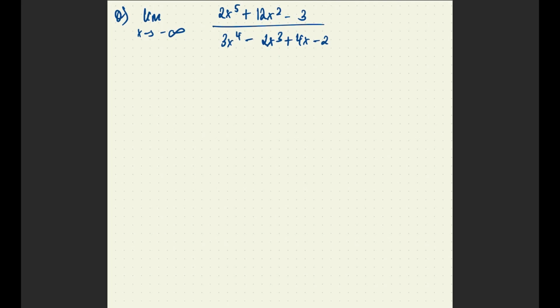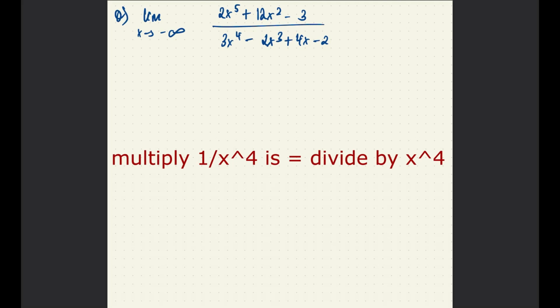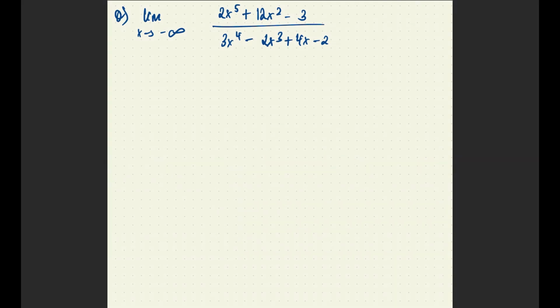Remember, limit at infinity, whether it's positive infinity or negative infinity, and if you have a rational function, then you multiply the numerator and denominator by the reciprocal of the highest power of x that is in the denominator. The other way to think of this is that you divide the numerator and the denominator by the greatest power of x in the denominator. So reciprocal is the same thing as saying dividing by something.